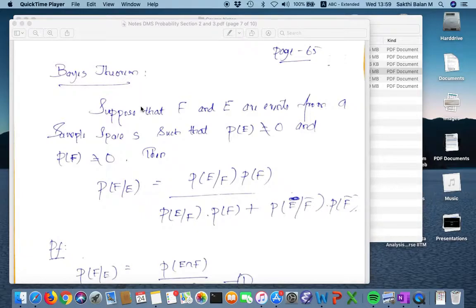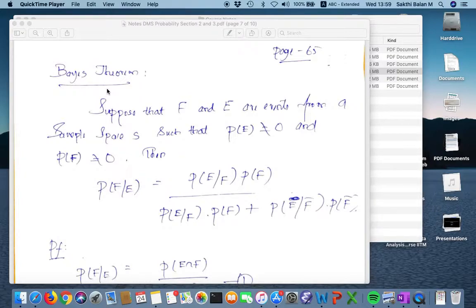So many times you will be talking about finding the probability of an event given that an event has already occurred. Okay, so you can look at it both ways. So P of E given F or P of F given E. So what is the relation between these two? And that's what the Bayes theorem gives. It gives a relation between P of F given E and P of E given F. Okay. So what does the Bayes theorem say?